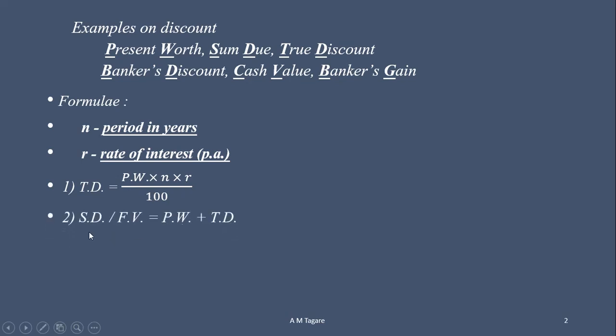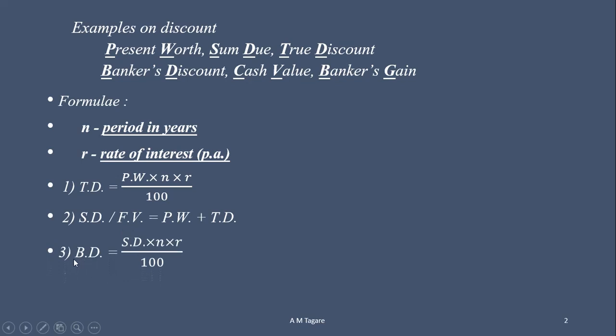Second formula is sum due, or it is also known as face value, FV. SD is equal to PW plus TD, present worth plus true discount. We calculate true discount using the above formula. We substitute this value of true discount here, adding it to present worth, we get sum due, or it is also known as face value.